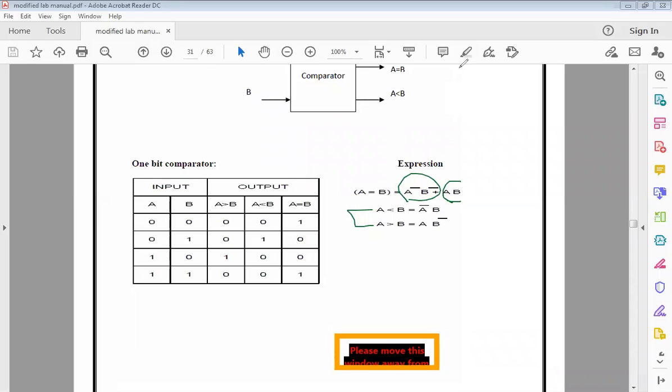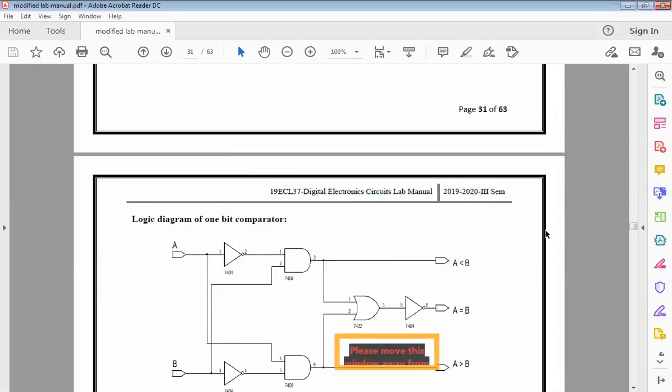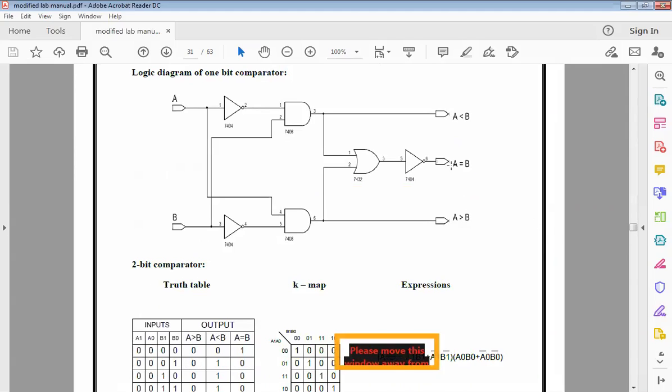Sir, complement of A dot B is A bar plus B bar. Good, good. Thank you, Supreet. So we are using this property here, and we are trying to employ this property, and ultimately through the inverter, we are able to change this equation, right.